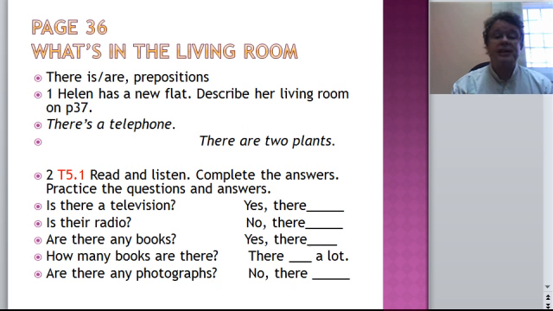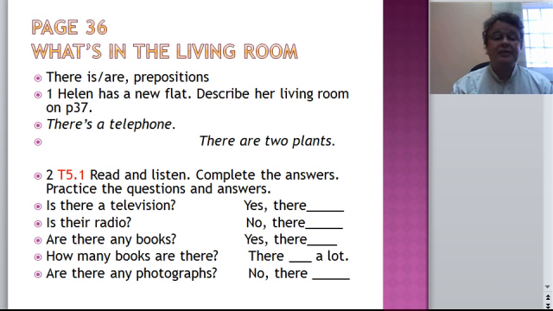Page 36. What's in the living room? There is and there are, prepositions. 1. Helen has a new flat. Describe her living room on page 37. For example, there's a telephone. There are 2 plants.